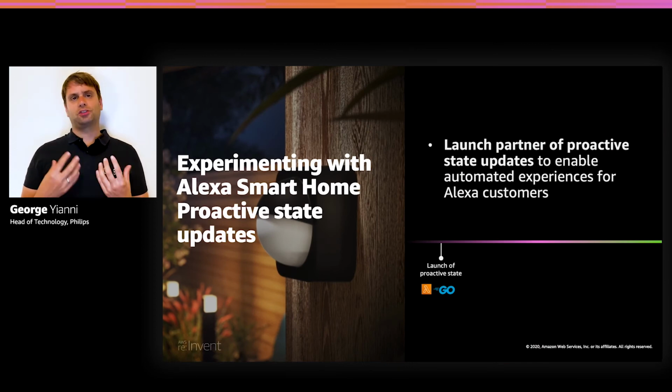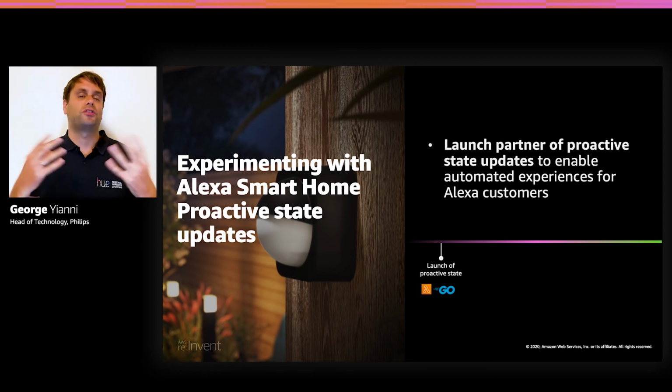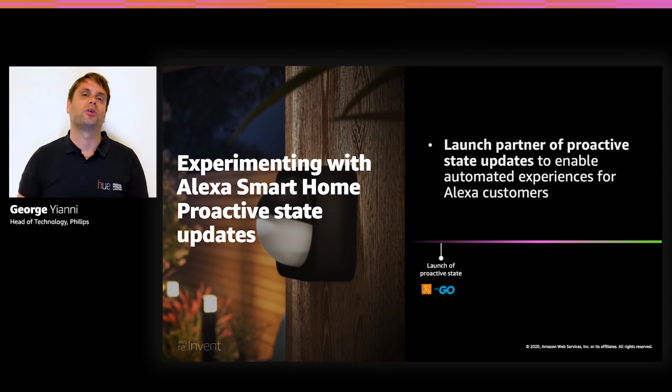Next, let's talk about experimentation. When Amazon came and told us about their new proactive state capability, first of all, we were pretty excited. We like to have simple interactions that create rich experiences, and proactive state lets us, for example, have our motion sensors not just turn on the lights, but also do other things inside the home, maybe control your blinds, set the thermostat temperature, which is a pretty powerful use case.